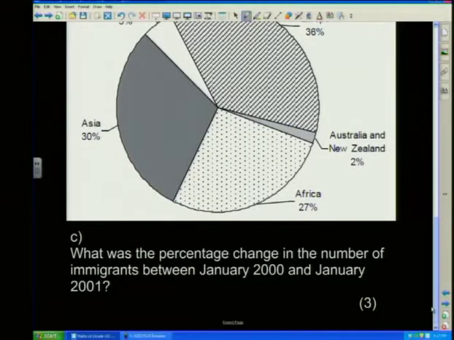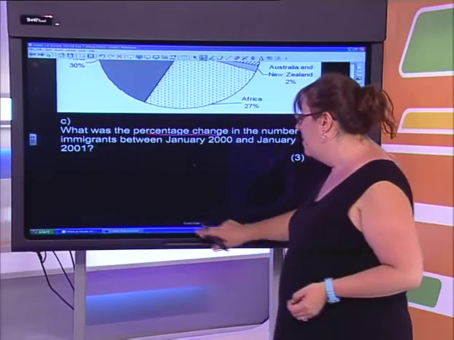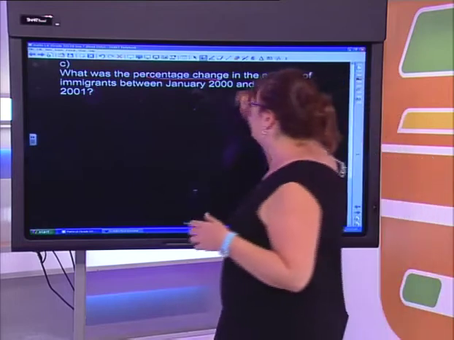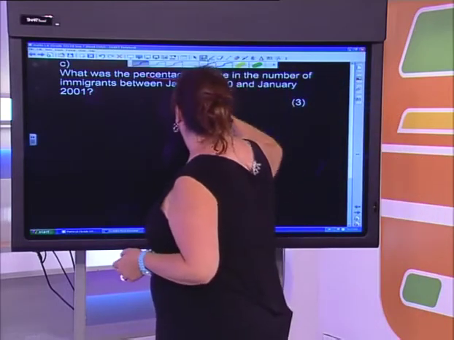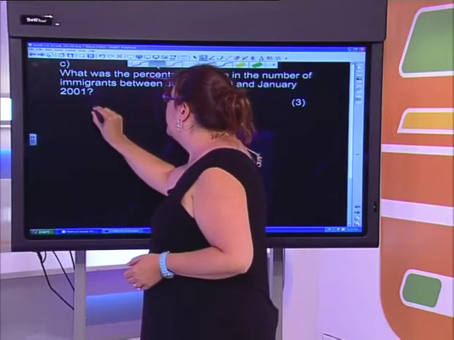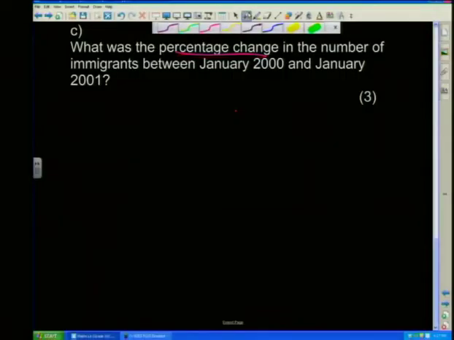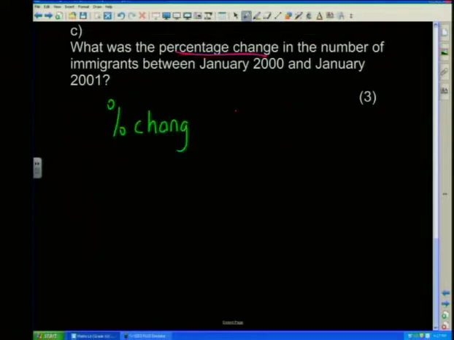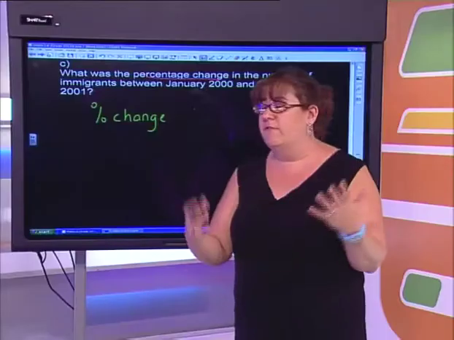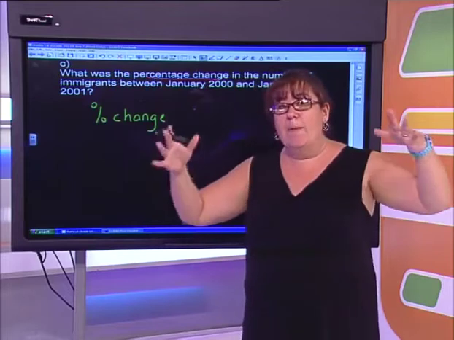Right. What was the percentage change in the number of immigrants between January 2000 and January 2001? Percentage change, I hope you guys remember when we did percentage change. So percentage change, we had our formula. I'm going to try a green pen. Okay, I don't have a green pen. Percentage change is a particular formula, and we need to learn the formula. But the way we remember what the formula is, we need to work out how much change occurred.